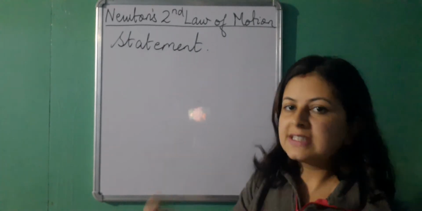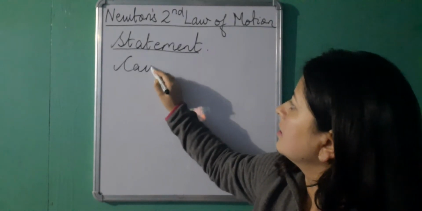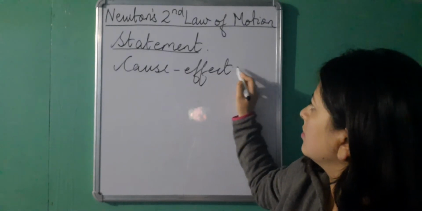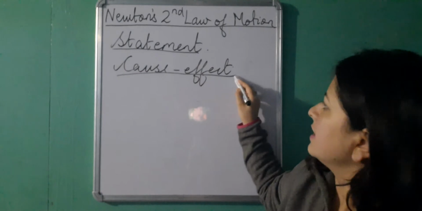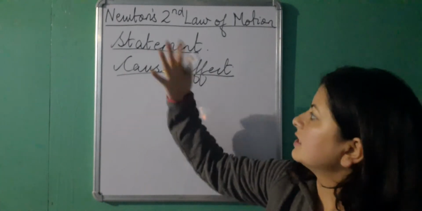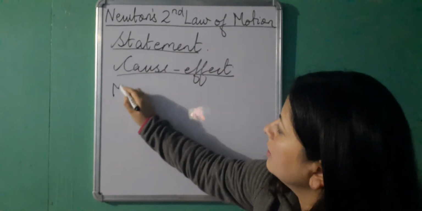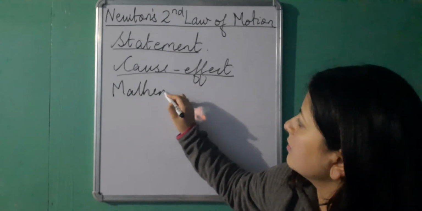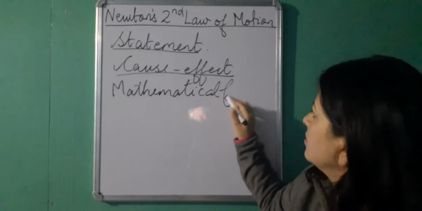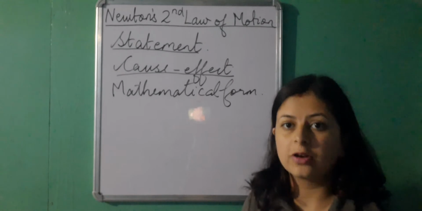Then, after learning the statement, we will see cause and effect with relation to the force. What is the cause, what is the effect? Then we will learn the mathematical form of Newton's second law. We will just learn the mathematical form of Newton's second law of motion. We are not going to derive it.